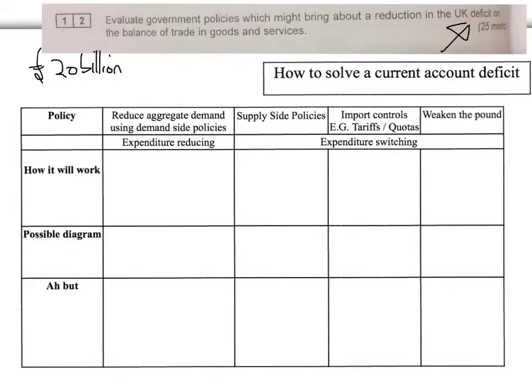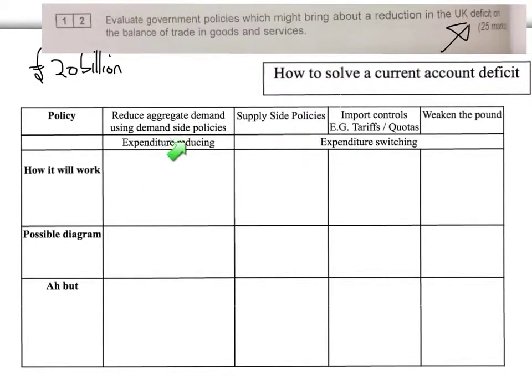Anyway, once you've done that, you want to get on with the policies because there's so much you can say with this question. There are loads of marks to go. There are 4 different options you can do. One of them is an expenditure reducing policy, which is a bad one because it means there can be less spending in the UK economy. And then there are expenditure switching policies, which are all about getting people to switch their spending from imports to spending on our goods. I'll start off with this one.